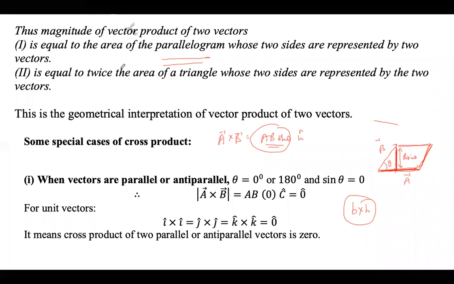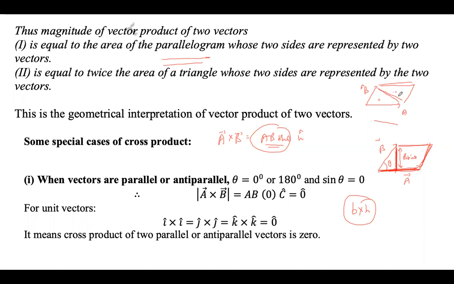So the magnitude of the vector product of two vectors is equal to the area of the parallelogram whose two sides are represented by the two vectors. And it is also equal to twice the area of a triangle whose two sides are represented by the two vectors. If this is A and this is another vector B, when you complete the parallelogram, we know that the diagonal divides the parallelogram into two triangles of equal areas. Same concept applies here.